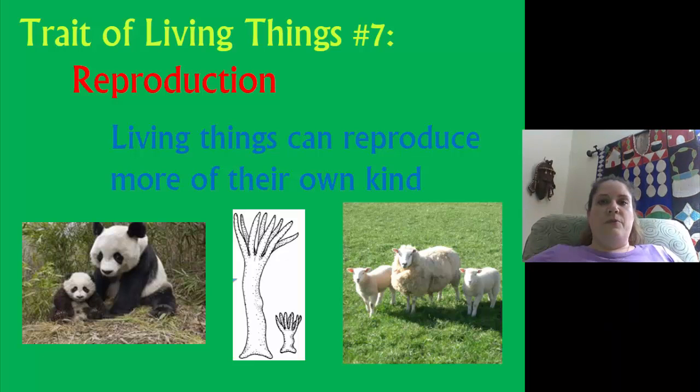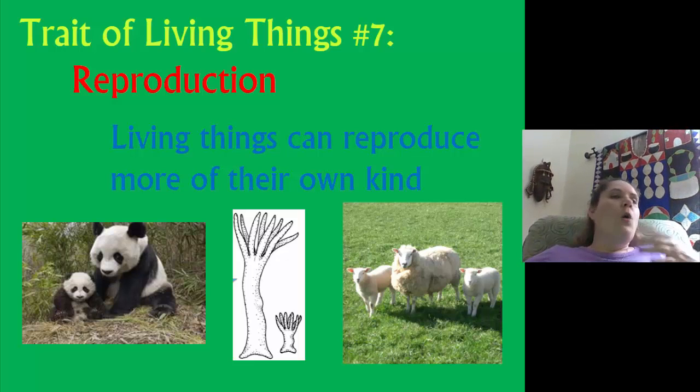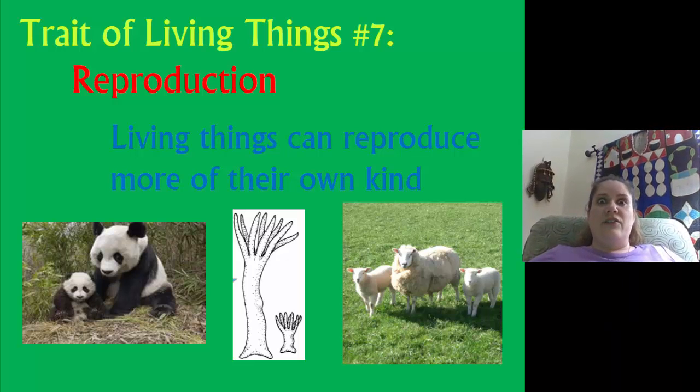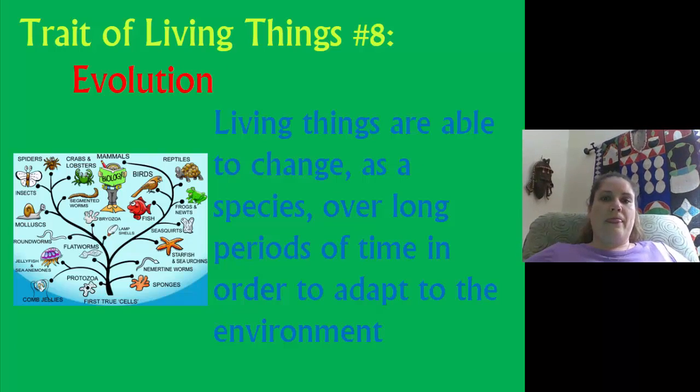Number 7, reproduction. All living things can reproduce and they can make more of their own kind. So a panda can make baby pandas, coral can make baby coral, sheep can make baby sheep. A rock cannot make a baby rock because a rock is not alive. Water can't make baby water because water is not alive. So reproduction is our 7th trait of living things.